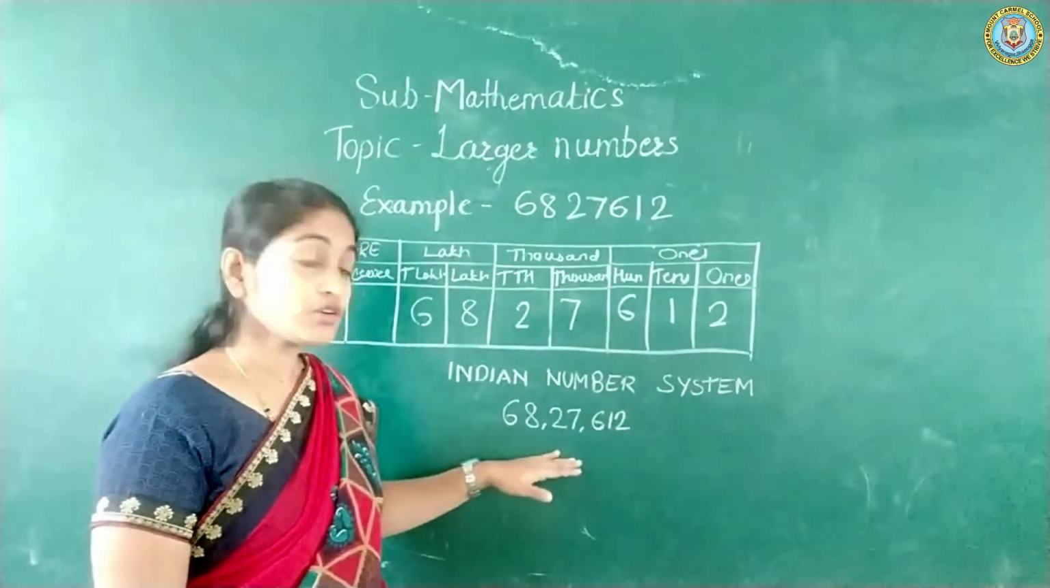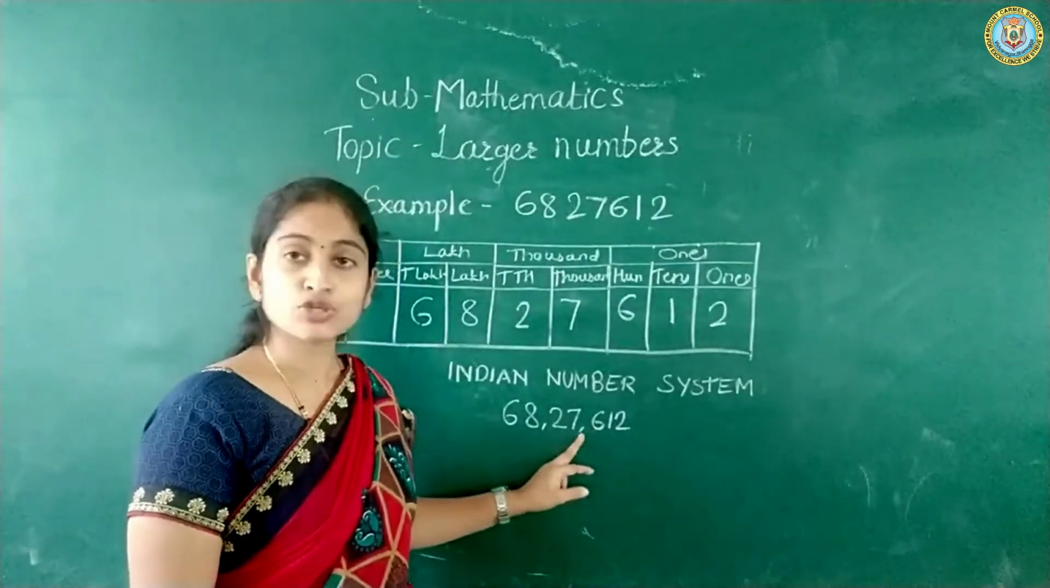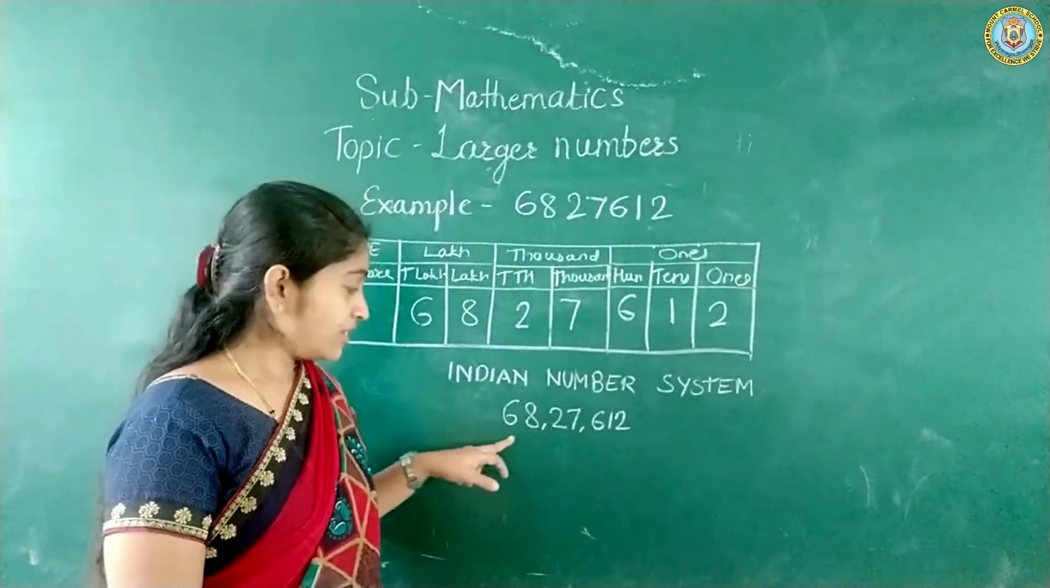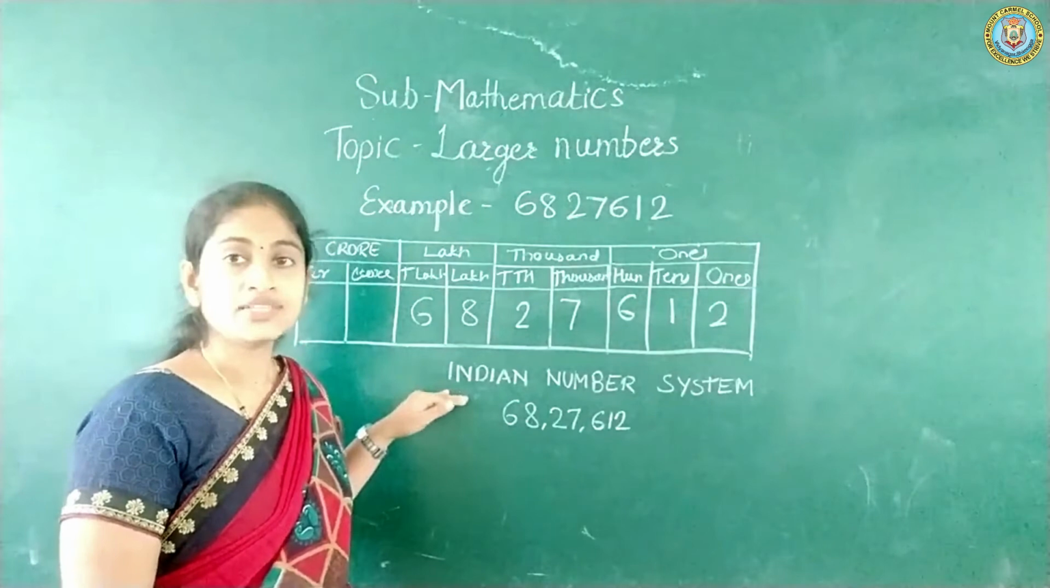And how to put commas here? See, after 100 place, one comma should be there. Then after thousands place, comma should be there. Then lakh place, like this in Indian number system.